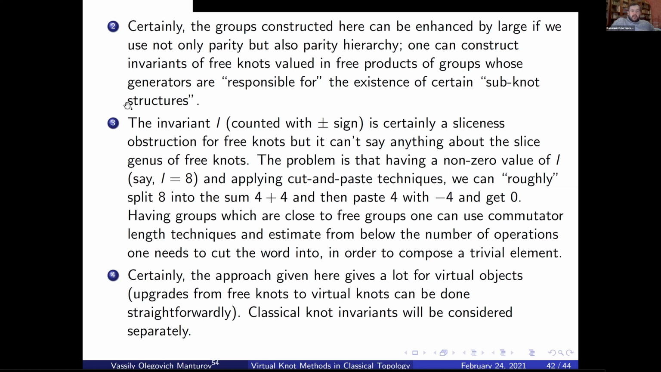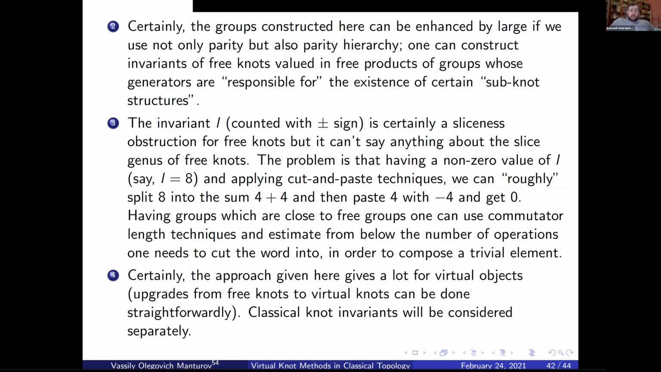This invariant is a sliceness obstruction, so we can get cobordisms of free knots here, and we can upgrade many things for virtual knots, and we can get more invariants. And as for classical knots and knot invariants, they will be considered separately.